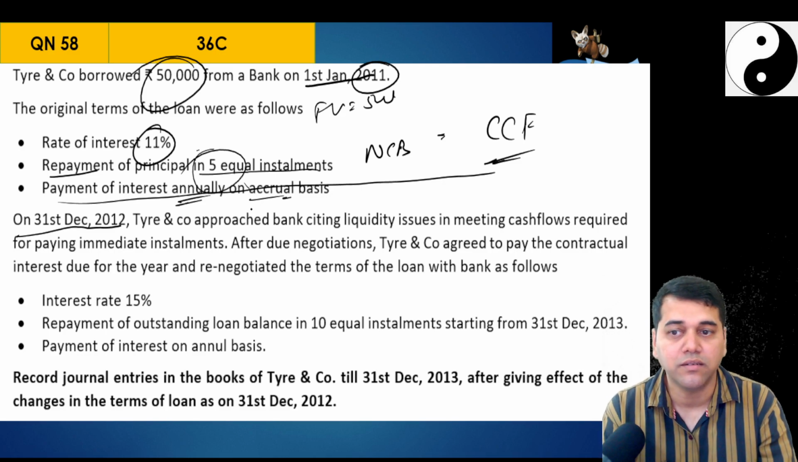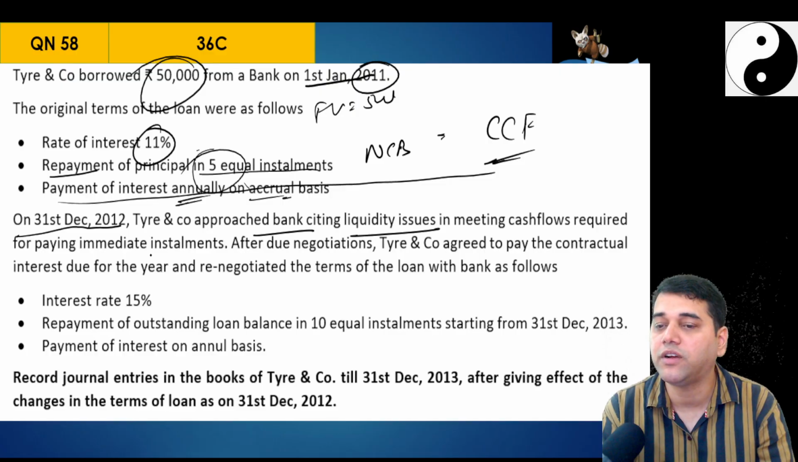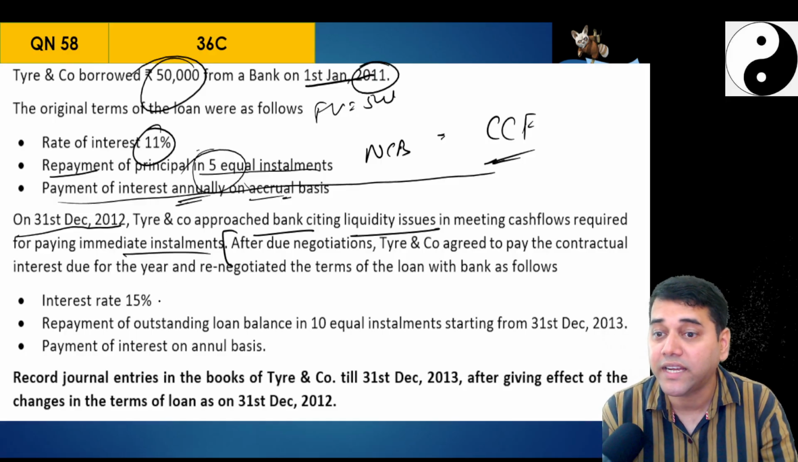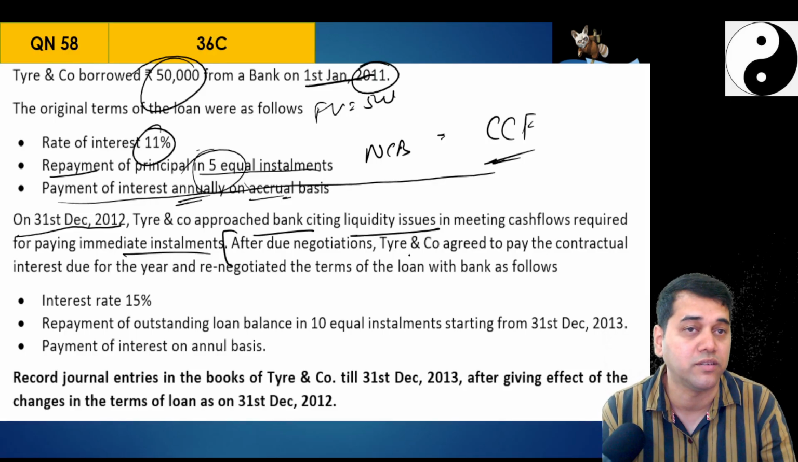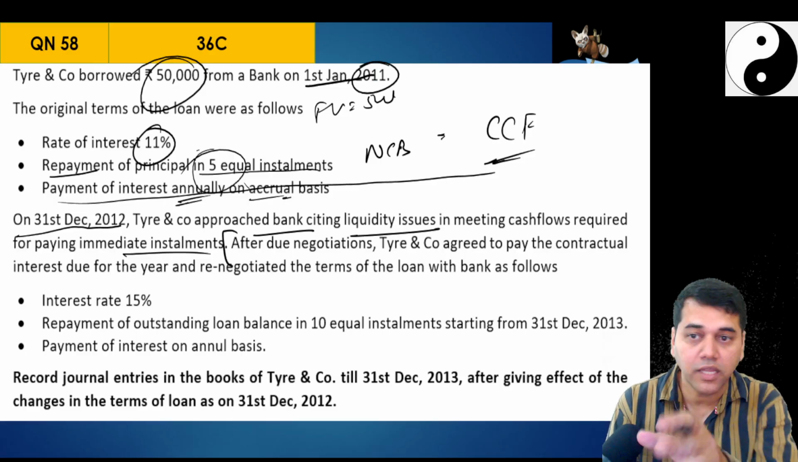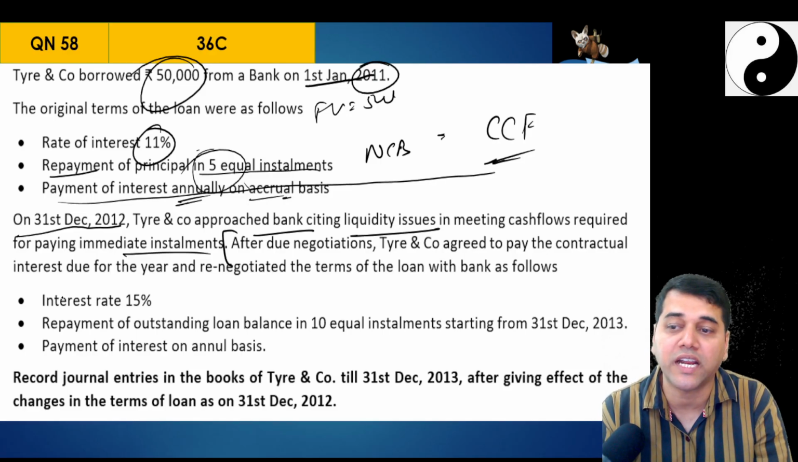In the second year, you approached the bank citing liquidity issues, unable to meet the cash flows required to pay the immediate installment. They said, sir, I cannot pay the EMI. Now this one I added; the study material didn't add this word. The study material is silent about it, but in the solution they have given this. After due negotiation, they agreed to pay the contractual interest due.